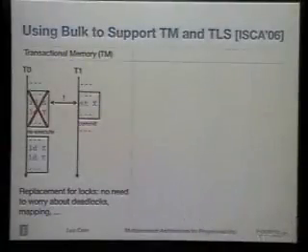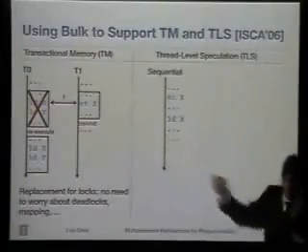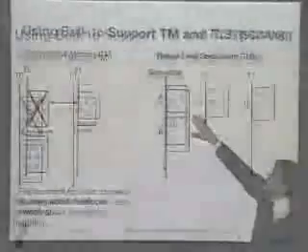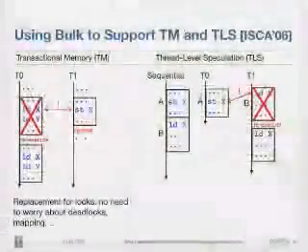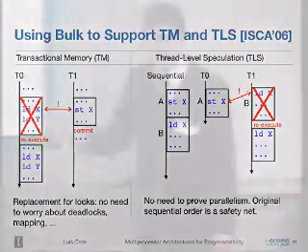The benefit is that you don't need to worry about deadlocks or the mapping between locks and data structures and so on. Now, thread level speculation: the idea is to start with a sequential piece of code and divide this code into tasks, in this case A and B, and the hardware attempts to execute these tasks in parallel. If they happen to have a conflict, it re-executes one of them in order to respect the original sequential order. The main benefit is that there's no need to prove the parallelism. The original sequential order is a safety net.